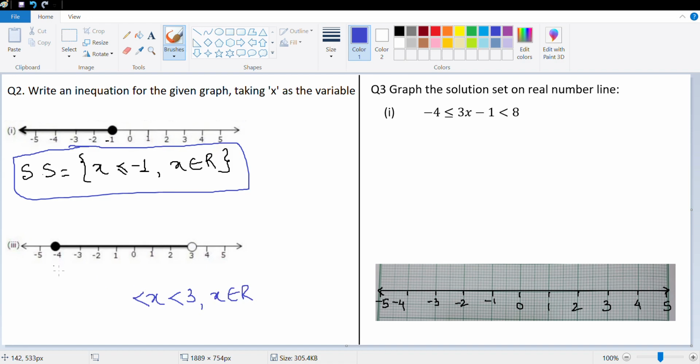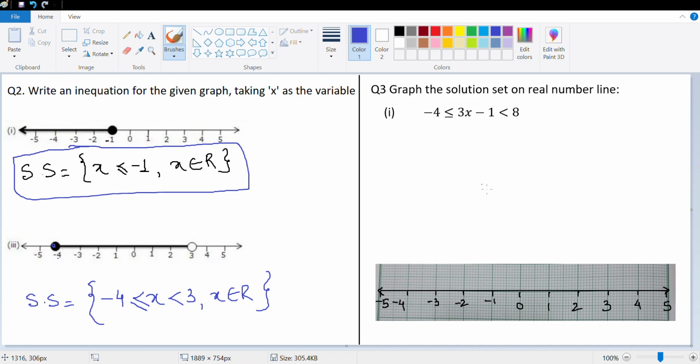But x is more than what? X is more than negative 4. But is x also equal to negative 4? Yes, x is also equal to negative 4 because this is a filled circle. So this is my solution set. X is more than or equal to negative 4 but less than 3. This is my solution set for the given number line. Let's look at question number 3.